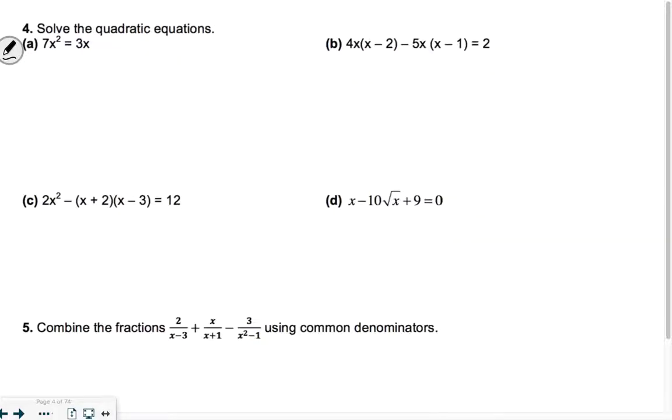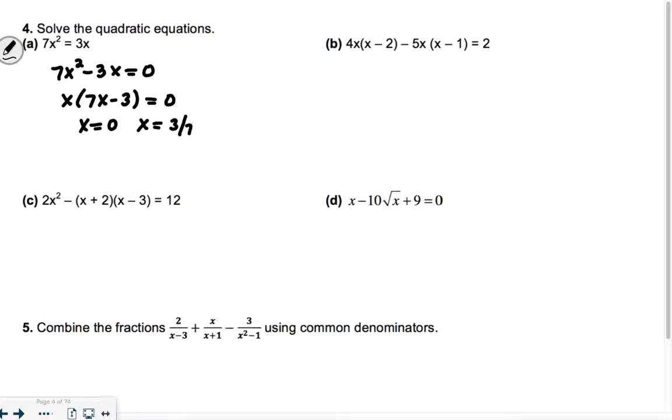All right, so solve the quadratic equations. I should have done this before we did the ones with inequalities, right? That would have been nice. But this one we would just subtract the 3x over, right? Just like before, we can't divide by x on both sides. So I have 7x squared minus 3x equals 0. I pull out the x. So I get x equals 0 and I get x equals, can you guys do it in your head? You add the 3 over 7, yeah, perfect.